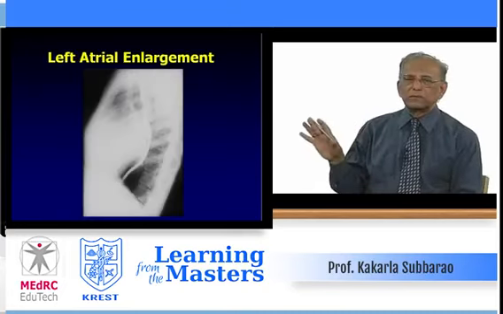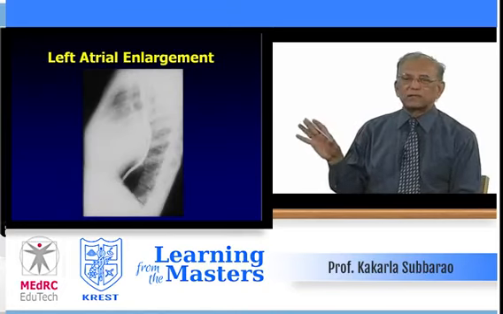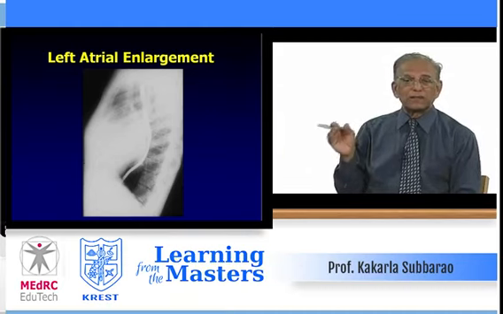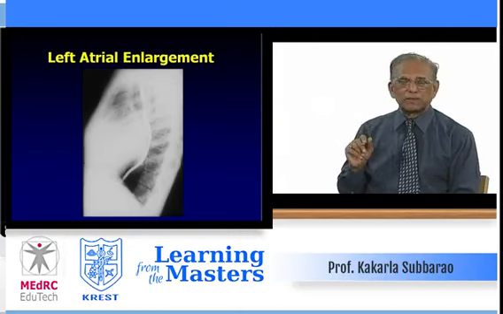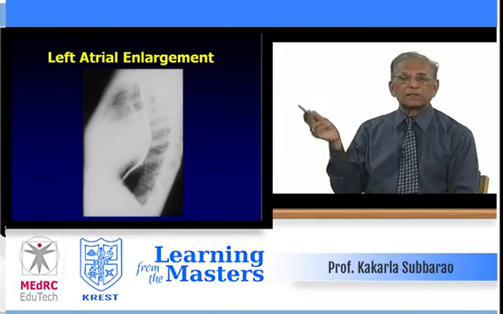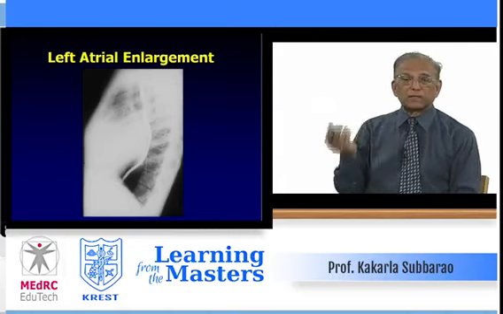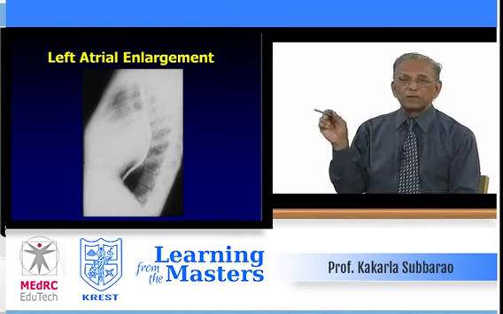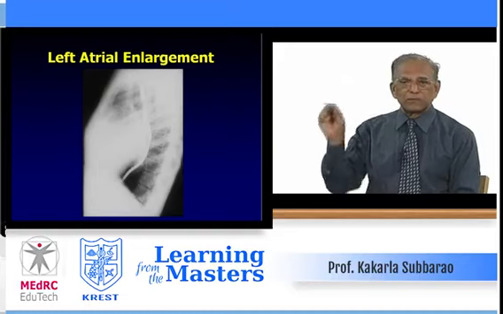In a plain film of the chest, classical findings are, first, the left atrial enlargement. The left ventricle may be small in mitral stenosis. Early left atrial enlargement, the left atrial appendage, that's the most important. Left atrial enlargement may be seen in other conditions, say left atrial myxoma. But the appendage, how do you diagnose rheumatic heart disease on a plain film?